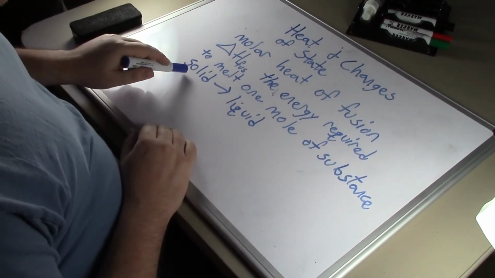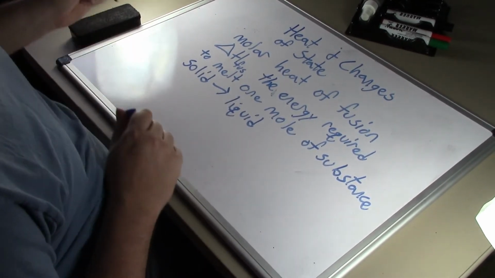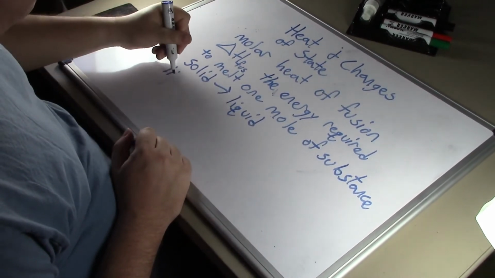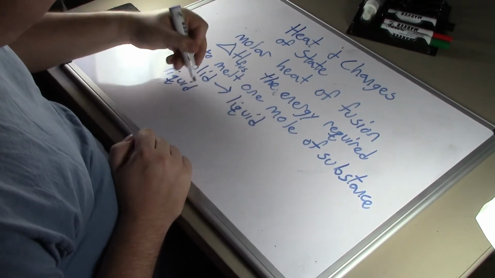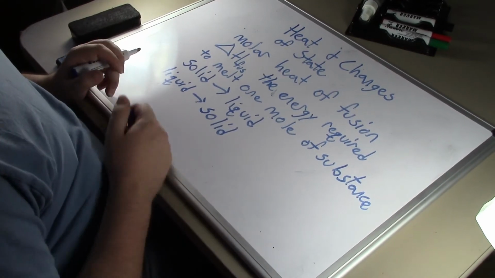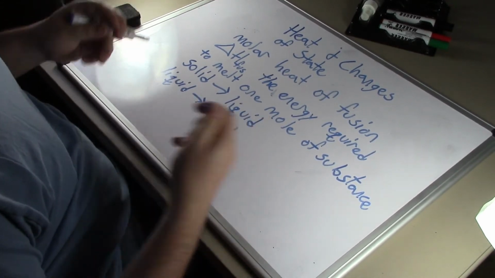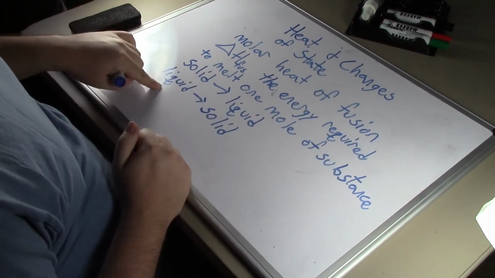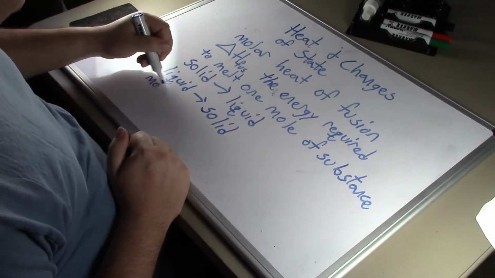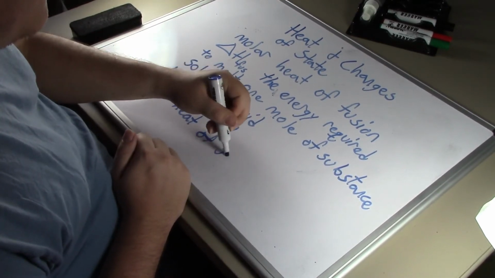Now, since there is an amount of energy needed to go from solid to liquid, you can imagine that there's a certain amount of energy needed to go from liquid back to solid. So obviously one of these would be an exothermic reaction, the other would be an endothermic reaction. One's releasing energy, whereas the other is absorbing energy. This one, to go from a liquid to a solid, is called the molar heat of solidification.